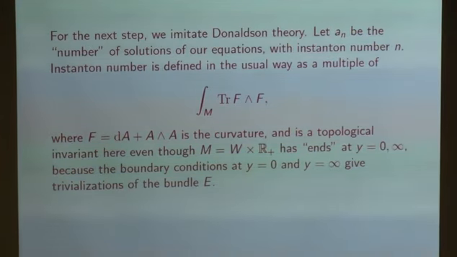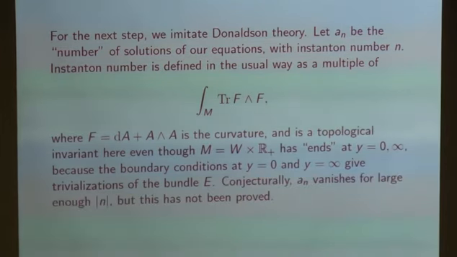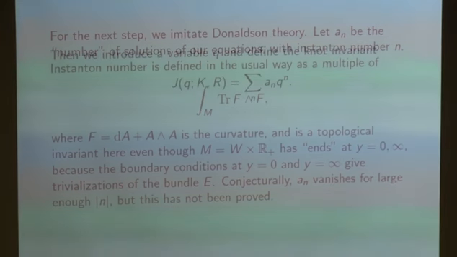So then, having defined the instanton number, we let a_n be the number of solutions for given n. Conjecturally, a_n vanishes for large enough n. This hasn't been proved, although there's a simple baby version, which is in my paper with Kapustin, which is that if there's no boundary, or a compact manifold without boundary, a_n is 0 except for n equals 0. So the proposal here is that when there is a boundary, a weaker version of that holds, and a_n vanishes if n is too large. It would really be nice to prove that.